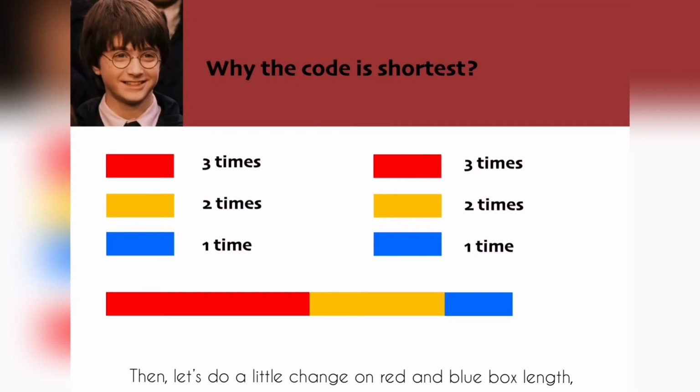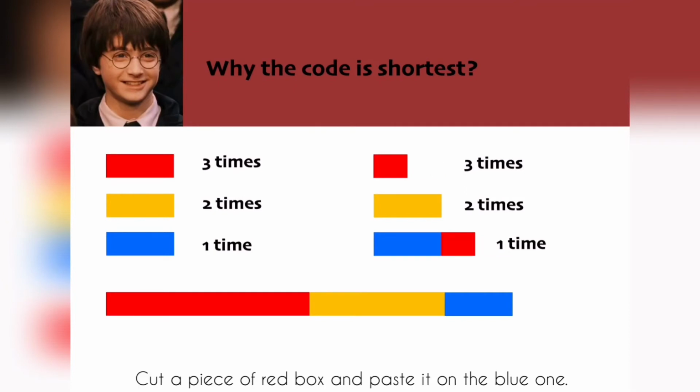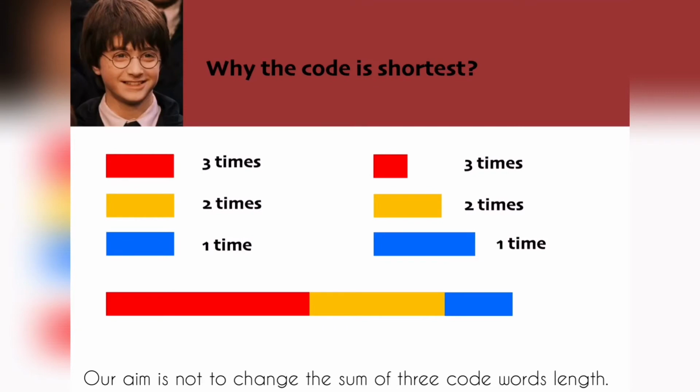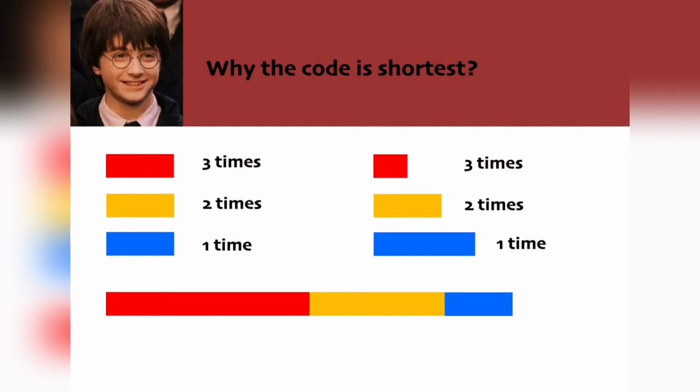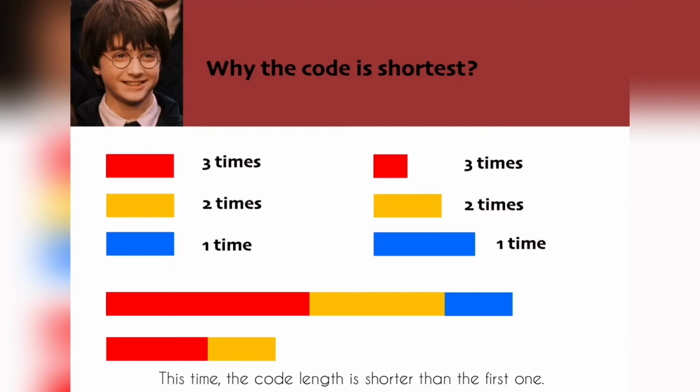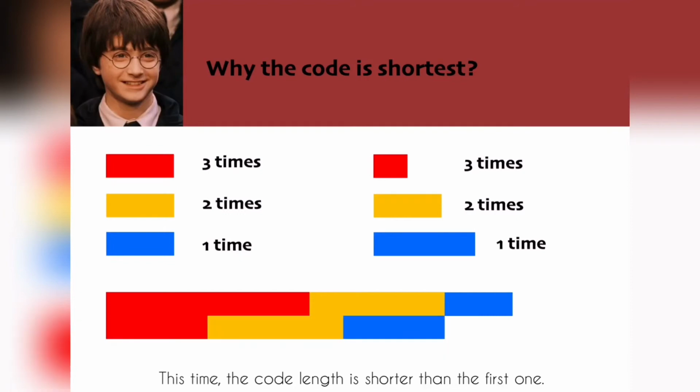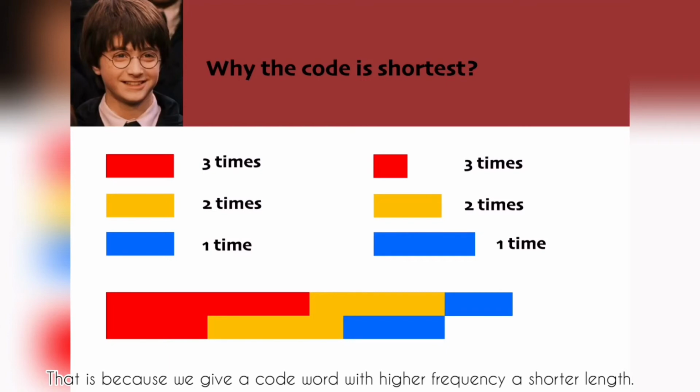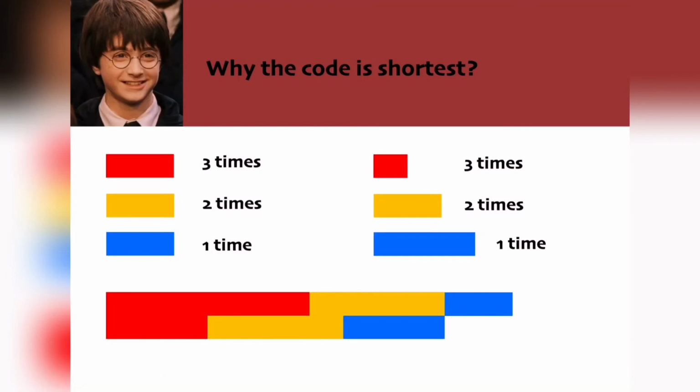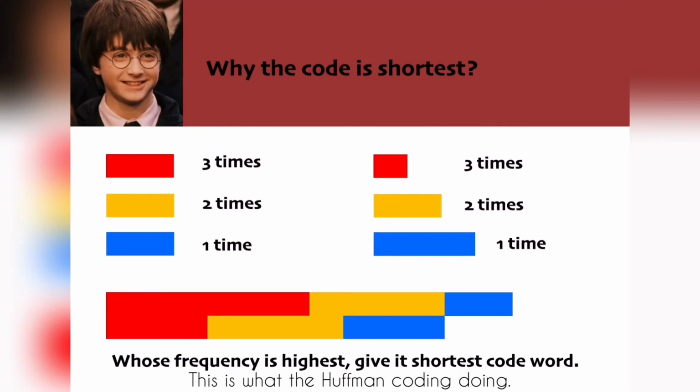Then let's do a little change on the red and blue box lengths. Cut a piece of the red box and paste it on the blue one. Our aim is not to change the sum of the 3 code word lengths. Place them on a line again. This time the code length is shorter than the first one. That is because we give a code word with a higher frequency a shorter length. This is what Huffman coding is doing.